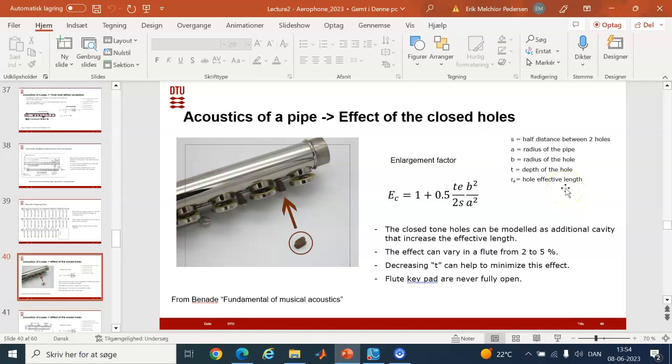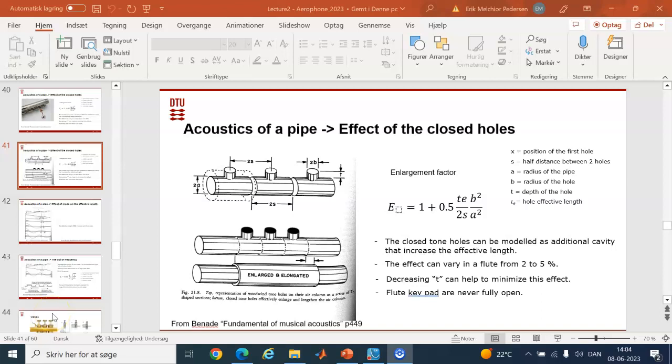The closed tone holes can be modeled as additional cavity that increase the effective length. The effect can vary in a flute from 2 to 5%. Decreasing T can help to minimize this effect. If T is less, then the effect is less. Flute key pads are never fully open.